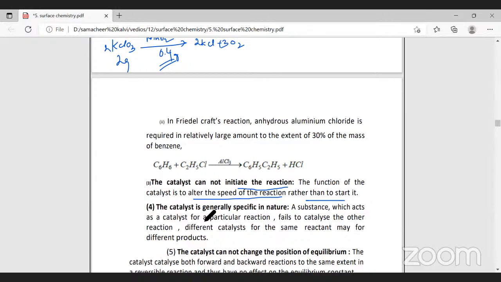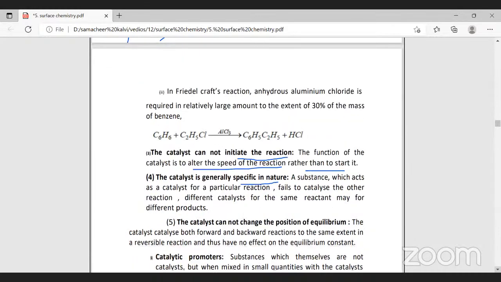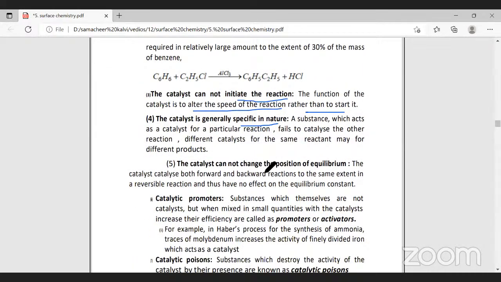The next one: catalysts are generally specific in nature. There is nothing called a universal catalyst. So catalysts are highly specific in nature. A substance which acts as a catalyst for a particular reaction fails to catalyze other reactions. Therefore, catalysts are generally specific. The next one is that a catalyst cannot change the position of the equilibrium.